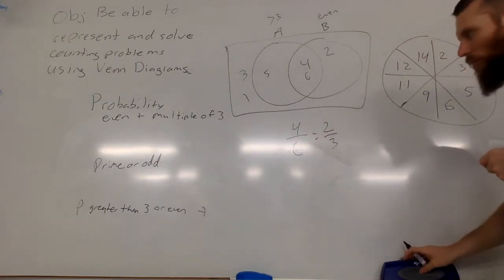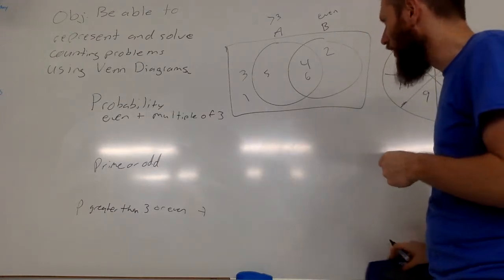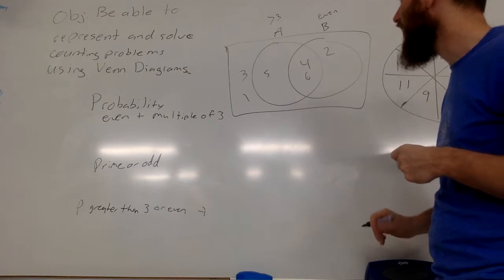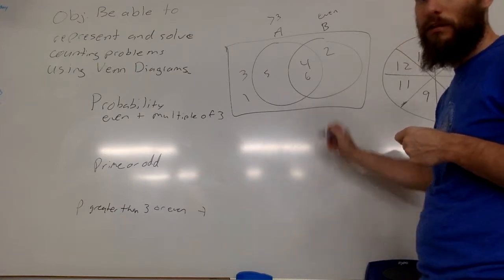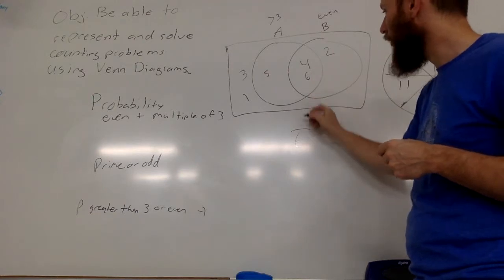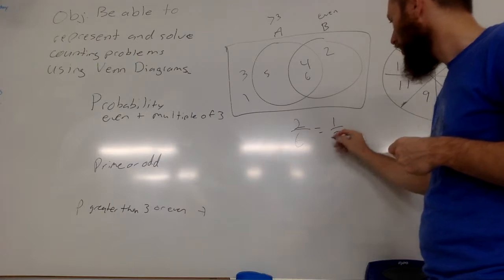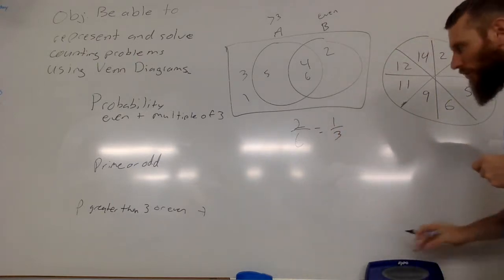Now, if I was to say, what's the probability that it's greater than 3 and even, now I have out of 6 choices, only 2. 4 and 6 are greater than 3 and even. So that's 2 out of 6 or 1/3, right? Those are overlapping.